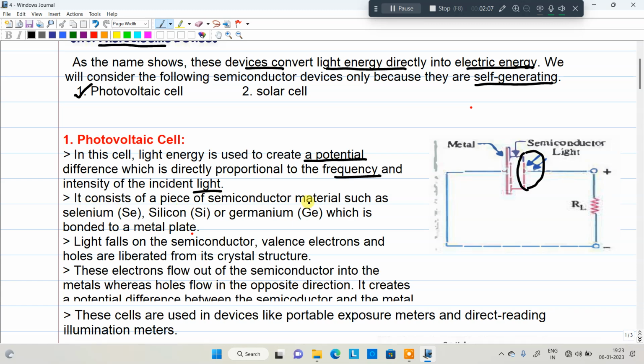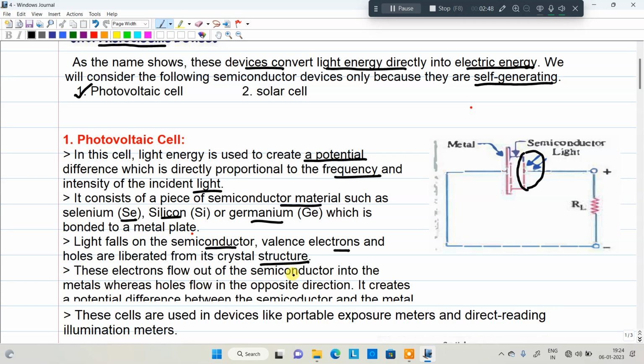It consists of a piece of semiconductor, which may be germanium or silicon or selenium. These are the semiconductors we are using. Now whenever light falls on the semiconductor, valence electrons and holes are liberated from the crystal structure. So whenever light falls on this metal-semiconductor, the valence electrons and holes are liberated, meaning emitted.